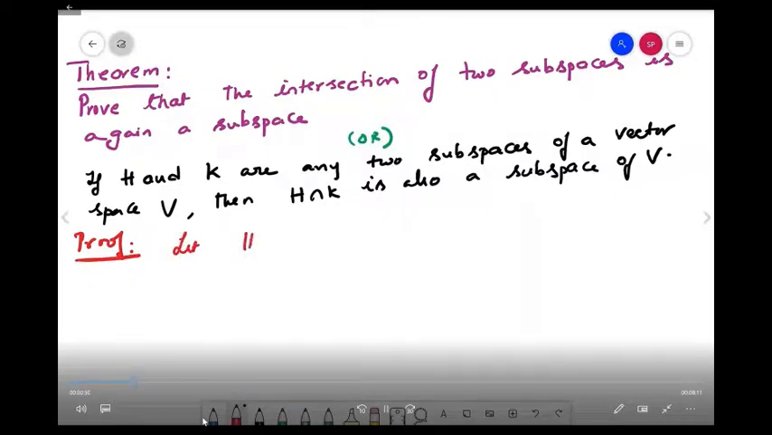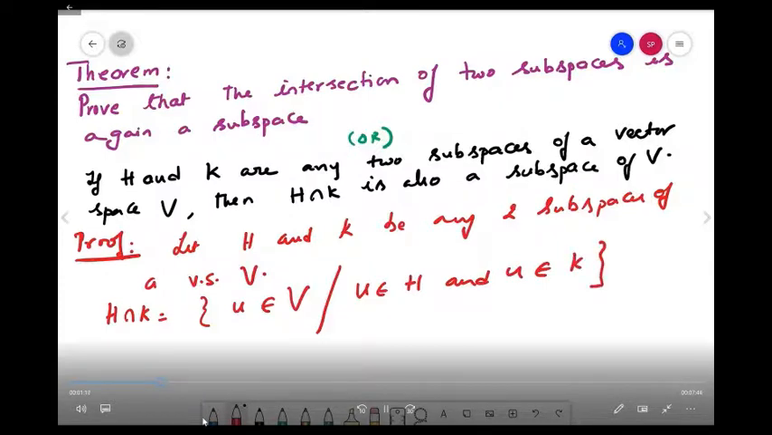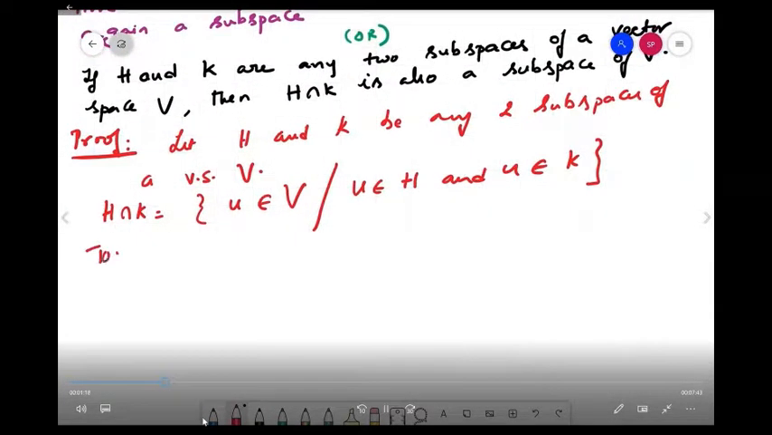So what is given here? Let H and K be any two subspaces of a vector space V. Then H intersection K, what will it be? It is the set of u belonging to V such that u belongs to both H and also u belongs to K. This is the definition for the intersection of two sets. Now you have to prove that H intersection K is also a subspace of V.